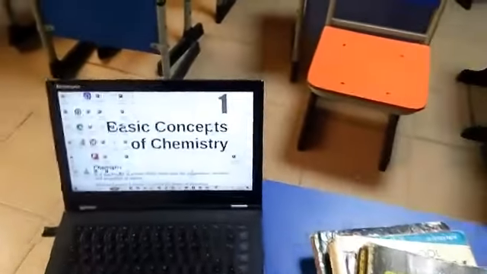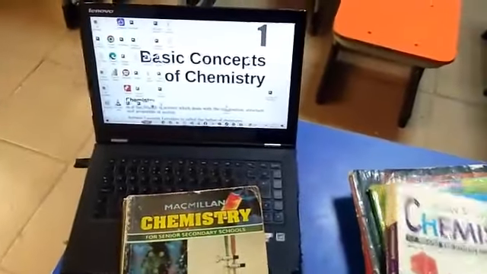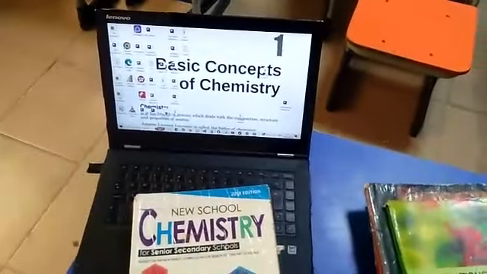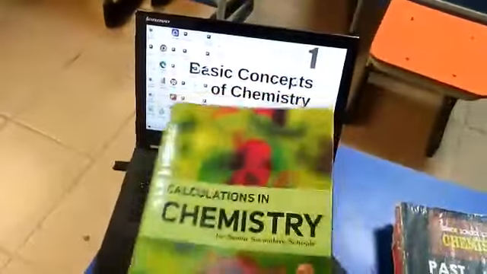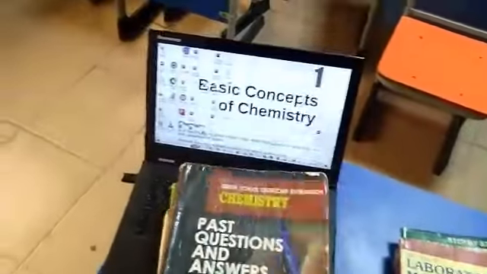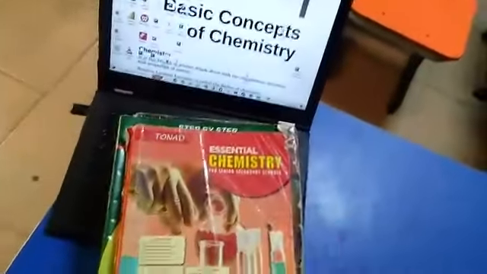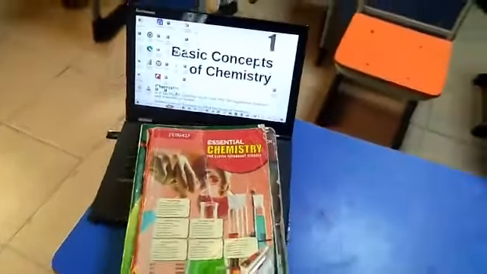Alright, so today we'll be taking a look at some calculations from chemistry. Here we have Macmillan Chemistry, New School Chemistry, Bio. I recommend this one a lot, CIC. This one is very helpful for those that want to understand calculations. That's our chemistry past question by my boss, Mr. Odeshino himself. Then we have Laboratory Manual in Chemistry, Practical Chemistry, and this is one of the textbooks I strongly recommend for students, Essential Chemistry.